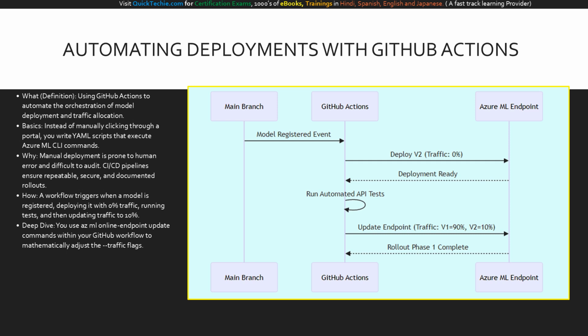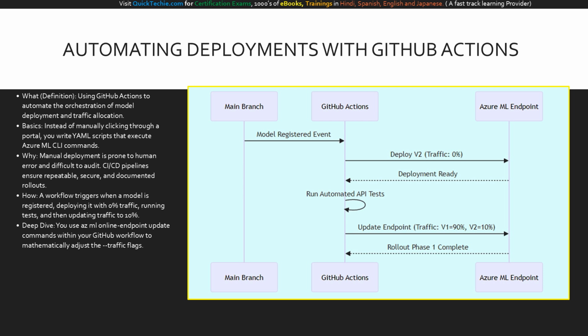How does it function? When a new model is registered, a GitHub workflow triggers automatically. It deploys the model with 0% traffic, runs automated sanity tests, and then shifts traffic to 10%. Diving deeper, the specific mechanism involves executing the AZML online endpoint update command inside your pipeline, dynamically adjusting the traffic flags to manage the rollout mathematically.